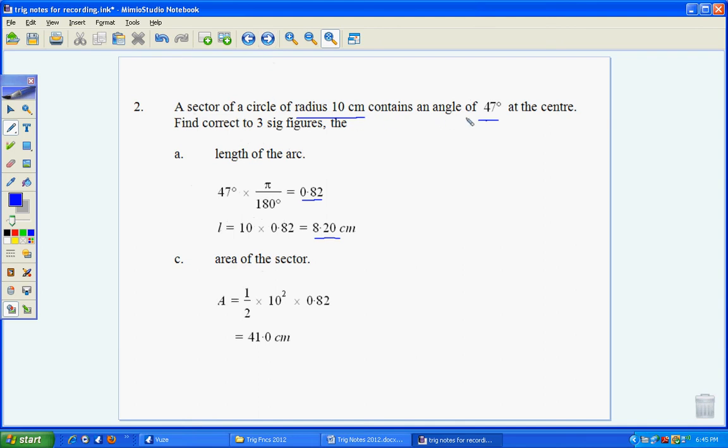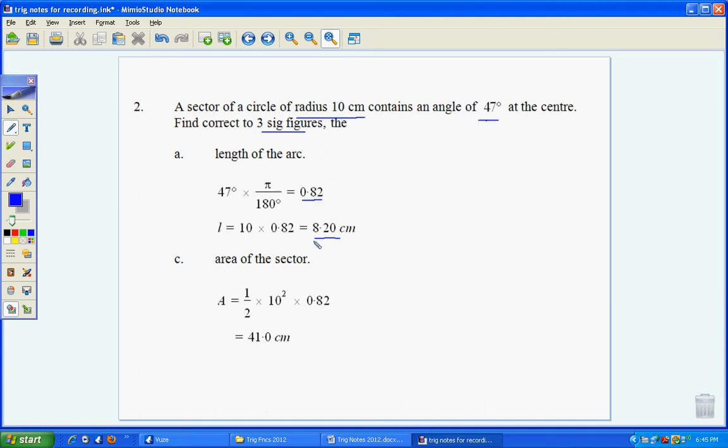The next one though, we've got 47 degrees at the centre. So our angle there is a problem because we can't have an application where it's in degrees. We need it to be in radians. So we change our angle to radians, multiplying by pi on 180, to get an approximation. Really, we're saying 3 significant figures at the moment, but we're not really worried too much about it. We can just get our angle by doing that conversion.